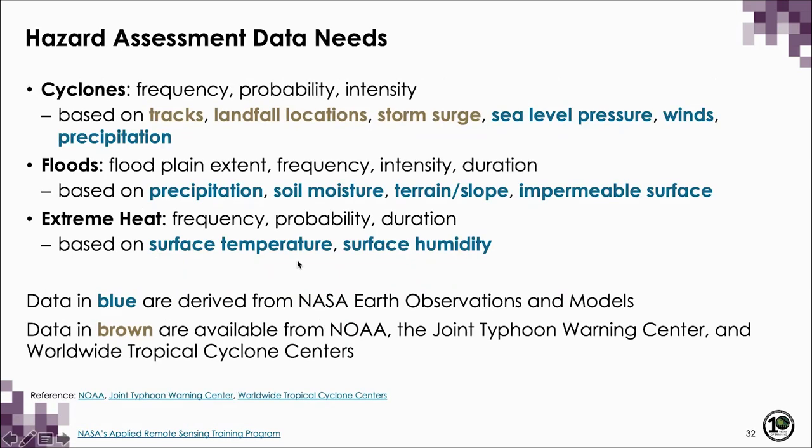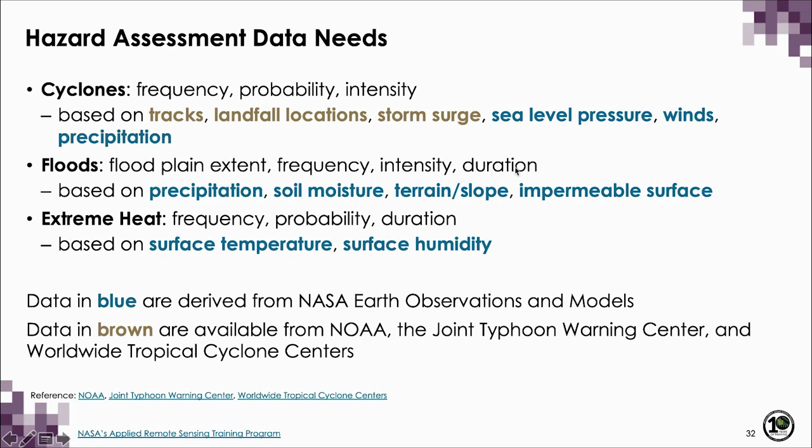So there are data needs for the hazards that we want to talk about. For cyclones, one would like to know in any region what the frequency of cyclones is, probability for each season, and intensity. And for that, one requires past data of cyclone tracks, landfall locations, storm surge, sea level pressure, winds, precipitation. For flood, it is floodplain extent, frequency, intensity, and duration.